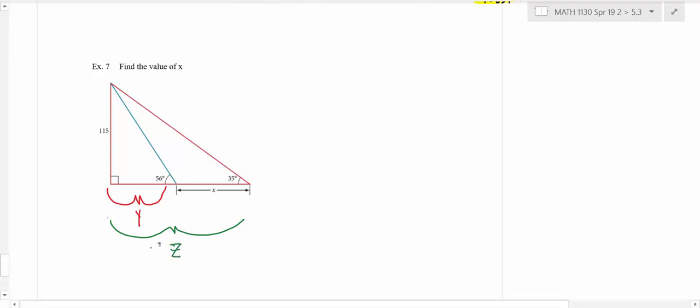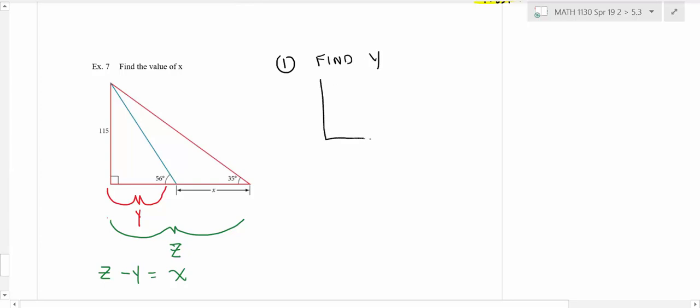So the thing about this is, if I did z minus y, then I should get x. That whole part minus that piece should give you the rest. So there are really two parts to this problem. The first thing I'm going to look at is, let's find y.